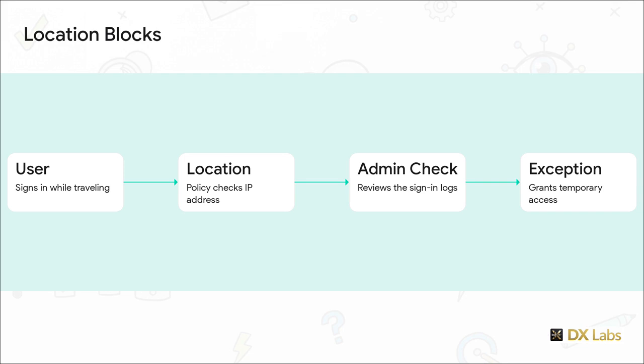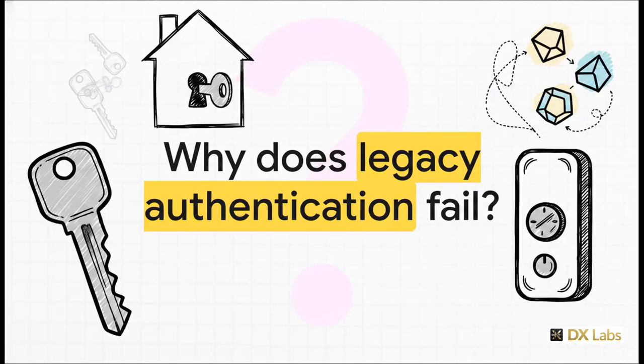Your job is to perform an admin check in the sign-in logs. Once you verify their actual travel itinerary, you can grant an exception. A highly testable concept for the exam here is using Privileged Identity Management, or PIM. You use PIM to grant temporary, just-in-time access, rather than permanently relaxing your organization's overarching security policies. Moving right along to another common failure.